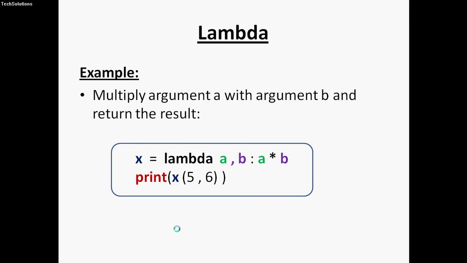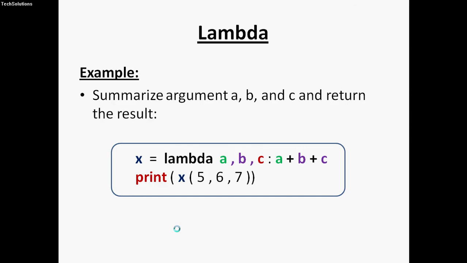Let's take another example to sum arguments a, b and c and return the result. You can clearly see here that we have taken three arguments a, b and c, and after this colon we have used the expression a + b + c, which means this expression will result in the addition of a, b and c and return the result when we call this function.